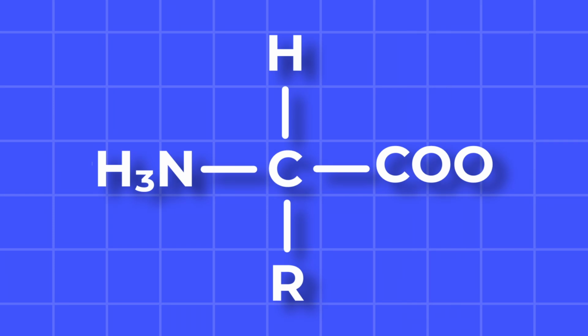In water near physiological pH, most amino acids exist as a zwitterion. That means the amino end is protonated as ammonium, and the carboxyl end is deprotonated as carboxylate, giving one positive and one negative charge on the same molecule with a net of 0.